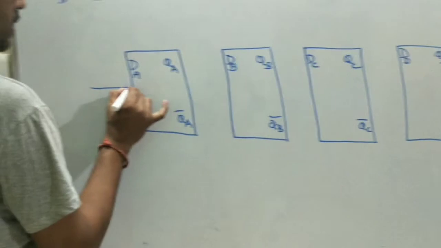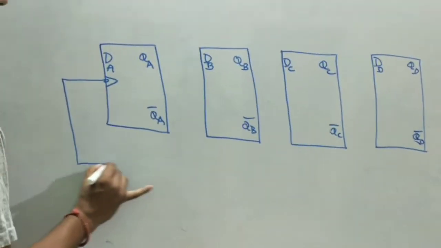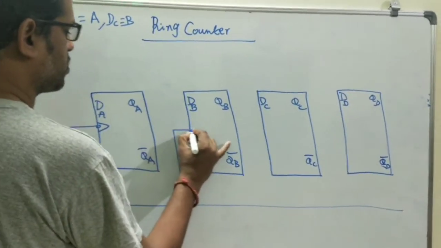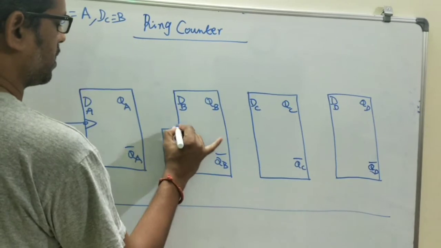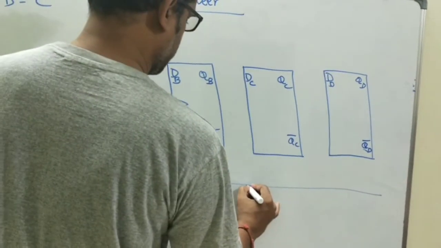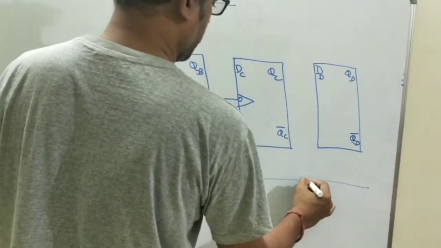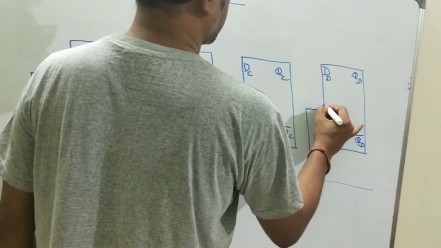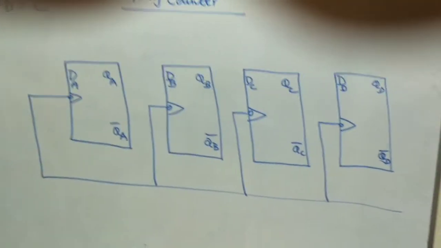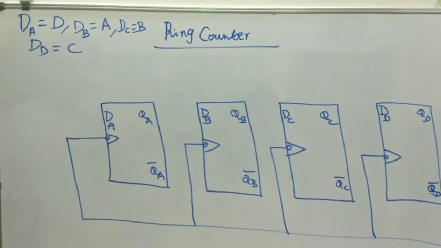Now we need to apply the synchronous clock pulse. That is, we need to apply the clock pulse at the same time while resetting the synchronous counter. So this bubble tells that it is a negative clock pulse. That is, during the negative transition, the flip-flop will respond to the input. Okay. Now we'll connect the inputs.